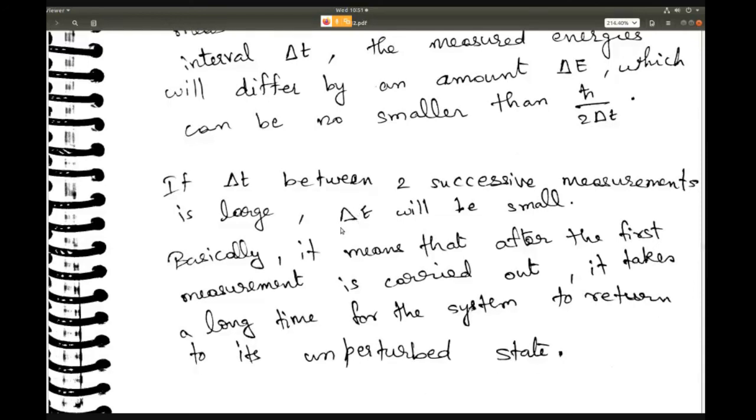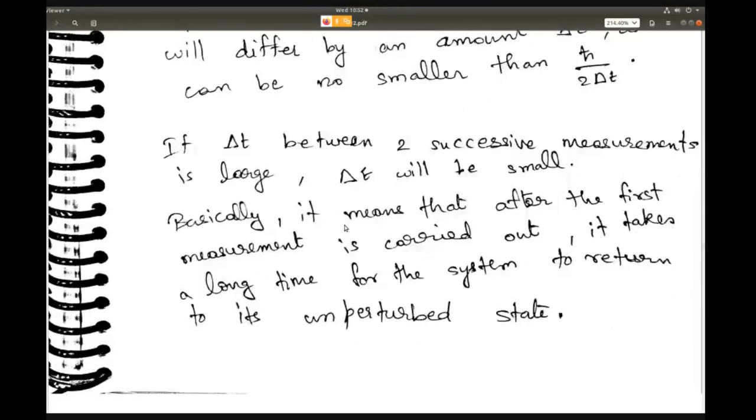That's why if delta t is large, so the time difference between successive measurements is large, then your uncertainty in energy will be small. But if you don't wait long enough for the system to come back to the unperturbed state, then your uncertainty in energy, or the error in energy, is going to be very large. This is what it means.